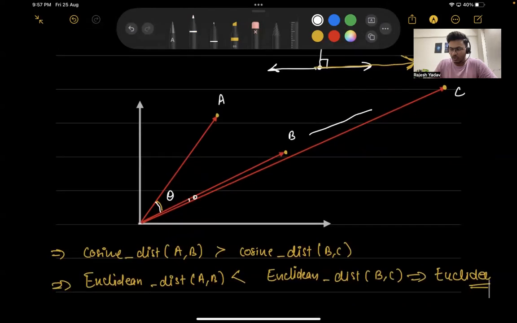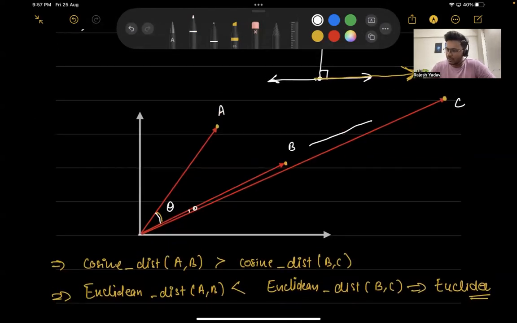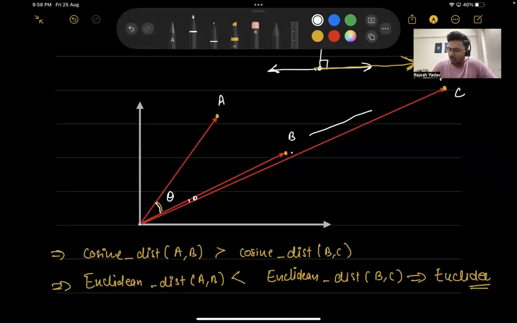And if I talk about the Euclidean distance, it might happen that C is here or C is here or C is very far from here, right? But they are directed in the same direction. The cosine distance will be near 0, and the Euclidean distance in the case of B and C will be very large here because the distance is very far, right? But the Euclidean distance between A and B will be less compared to B and C.